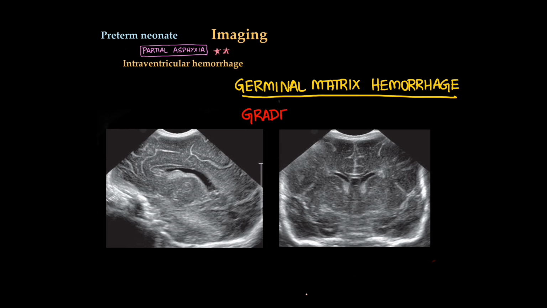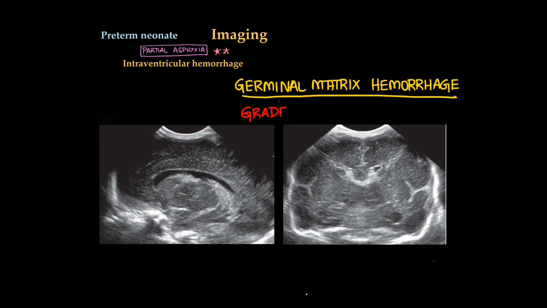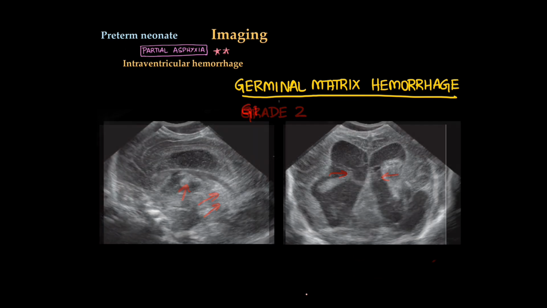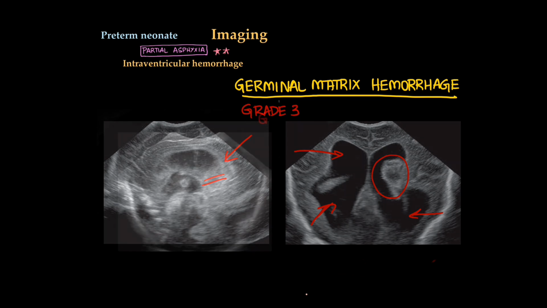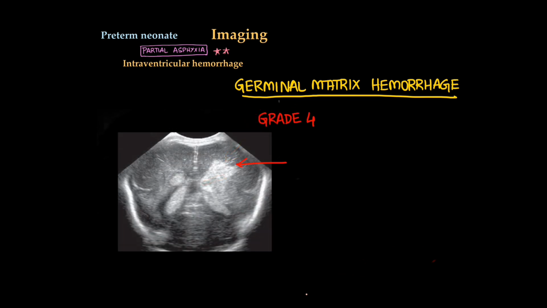This is grade 1. This is sagittal and coronal sections. Here you can see hemorrhage only in the caudothalamic grooves, that is germinal matrix hemorrhage. So here we can see the hemorrhage which is hyperechoic. This is grade 2 where there is intraventricular hemorrhage without hydrocephalus. Now grade 3 shows hydrocephalus, also blood clot can be seen here, that is hemorrhage present. And grade 4 there is intraparenchymal hemorrhage.